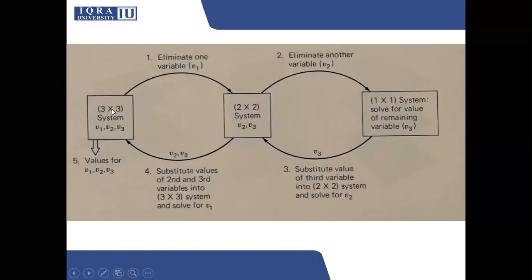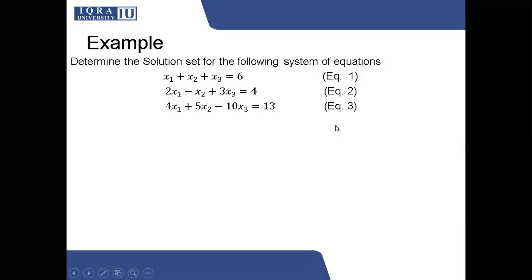Okay, we have a 3 by 3 system, and then we convert it into a 2 by 2 system, then into a 1 by 1 system. We get the value for one variable, then we take the value and put it in the 2 by 2 system, get the value for the second variable, and then get the value for the third variable. Let's see what happens. So this is the system, a 3 by 3 system of equations. We need to find a solution set.